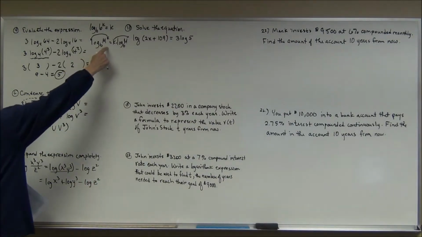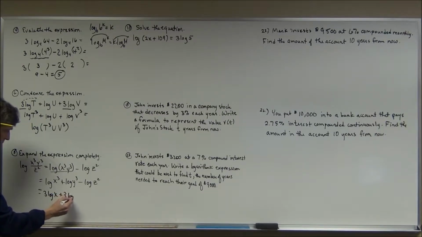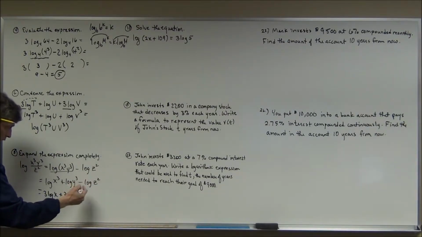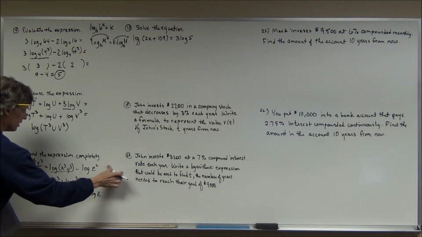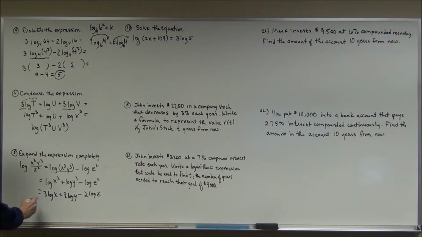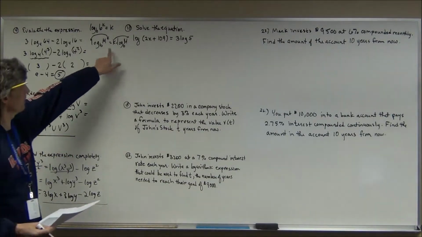That's this property right here. I can bring the exponent in front. So this is 3 log of x plus 3 log of y minus 2 log of z. Oh, I put the equal signs on the other side. There we go. And there's my answer right here. Now, I hope I didn't mess this up.